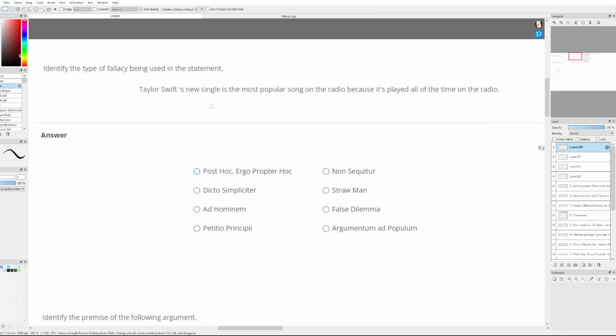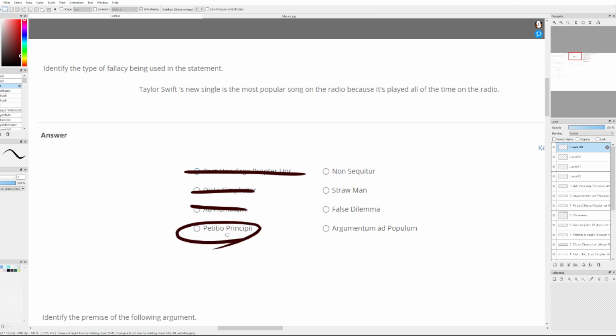So this one says, Taylor Swift's new single is the most popular song on the radio because it's played all of the time on the radio. We know that this is not a post hoc ergo propter hoc, because it doesn't really make a claim about this is why something happened, I guess. Dicto simpliciter doesn't really work either, because it's not like a quick generalization based on a few things. Ad hominem, it's not attacking anyone, it's not attacking Taylor Swift, it's not attacking the audience.